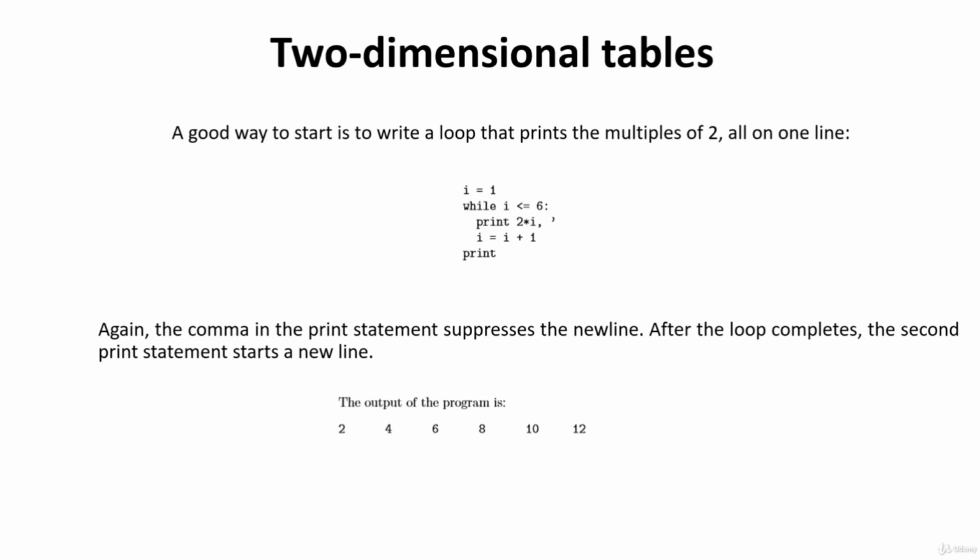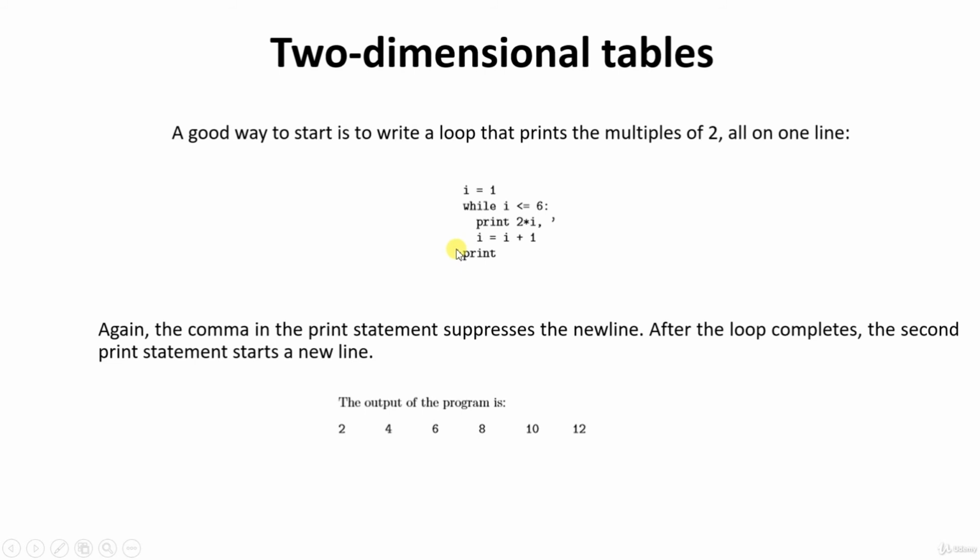A two-dimensional table is a table where you read the value at the intersection of a row and a column. A multiplication table is a good example. Let's say you want to print a multiplication table for the values from 1 to 6. A good way to start is to write a loop that prints the multiples of 2 all on one line. That looks like this.